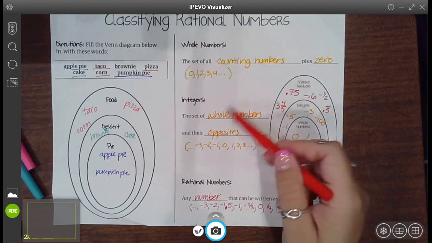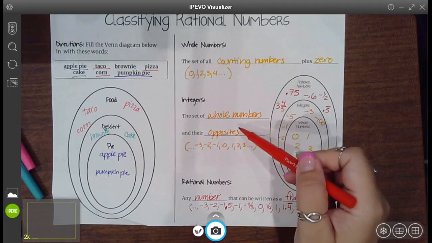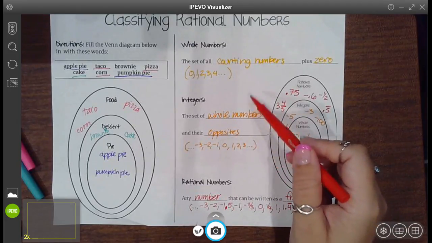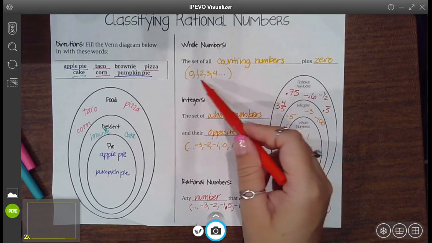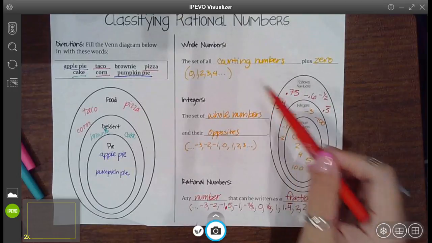And then you can get more specific and say integers. It's whole numbers and their opposites. And then get even more specific. Now it's only including whole numbers 0, 1, 2, 3, 4, etc.